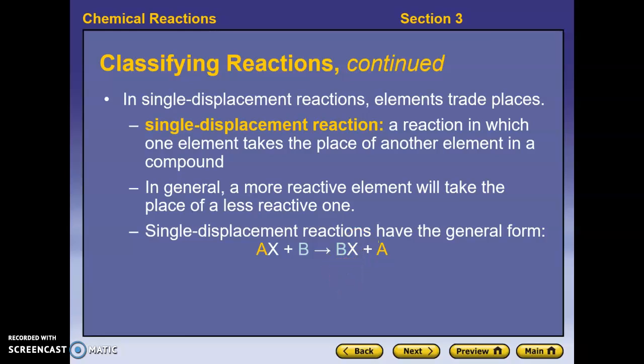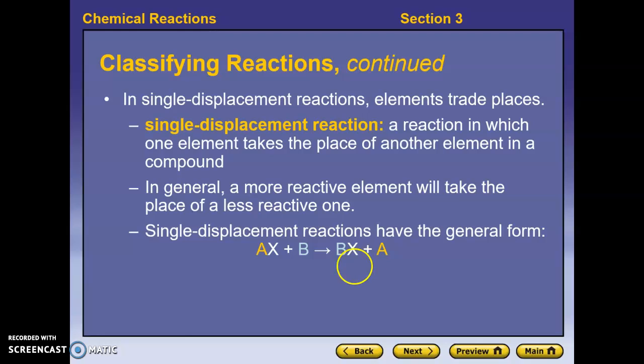I kind of use the Cinderella sort of thing to help make sense out of this. Can you imagine if the prince is at the ball dancing with one of the stepsisters, and Cinderella walks in the room? So we have the prince and the stepsister dancing together, and Cinderella enters the room. Well, of course, in that story, the prince is going to end up dancing with Cinderella, and the poor stepsister is going to be left out in the cold. So that's what is happening during a single displacement reaction.